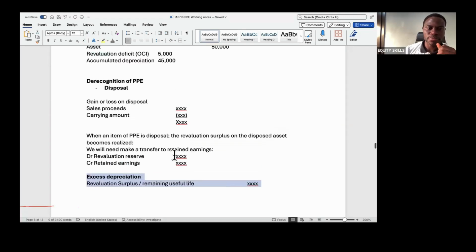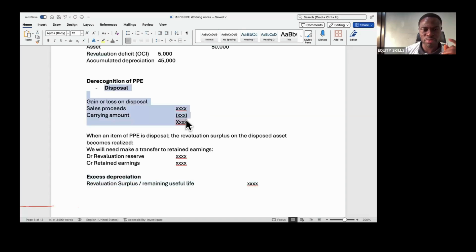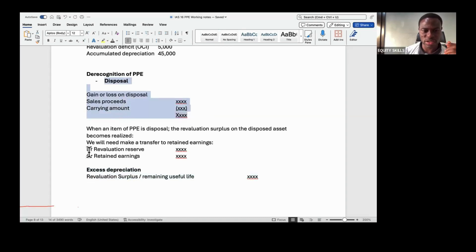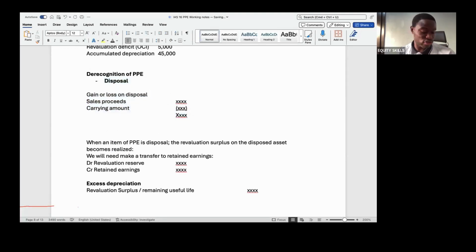Now, back to disposal, because what's here is when you dispose of an asset in your revaluation reserve. And I said when you dispose of an asset, you get a gain or loss on disposal. Remember, I've told you that I will tell you double entry for everything. So let me tell you the double entry for this schedule.